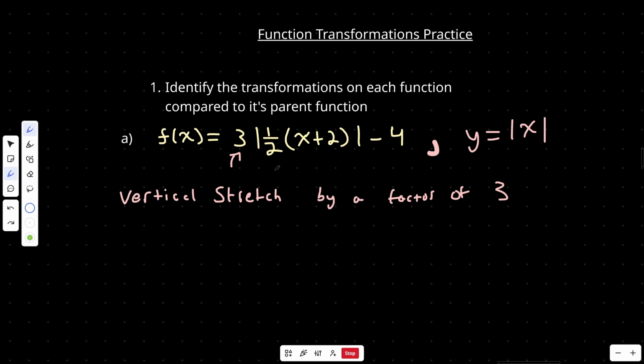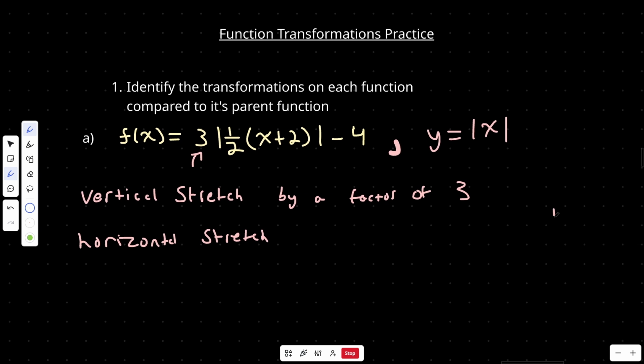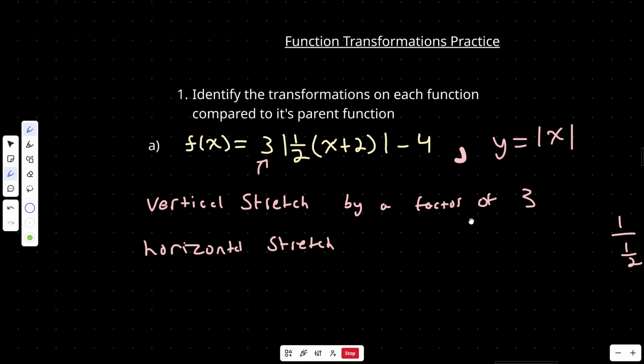So now let's move on to the horizontal stretch. Our horizontal stretch is going to be inside the x. So I'm looking at this part right here. So it's going to be a horizontal stretch, 1/2. So let's write that in. A horizontal stretch, and if you remember, we have to do 1 divided by this. So we have to do 1 divided by 1/2, and this should equal 2. So remember, we're always going to write our horizontal stretch based on our 1/b value.